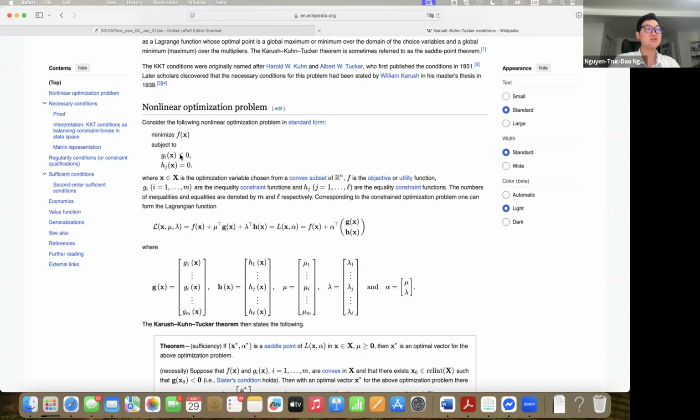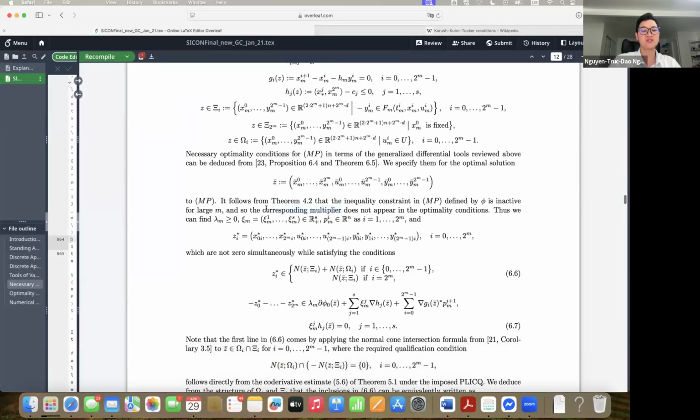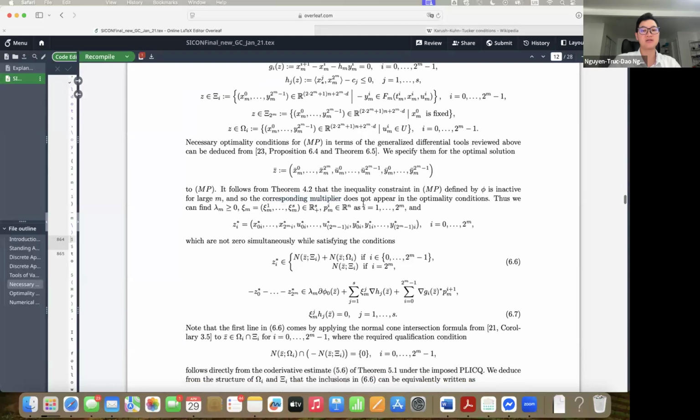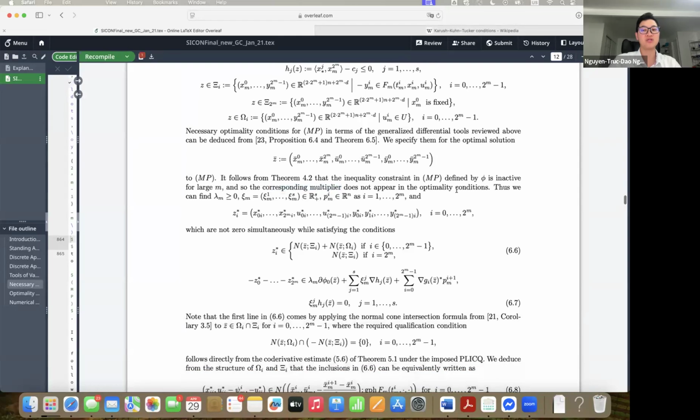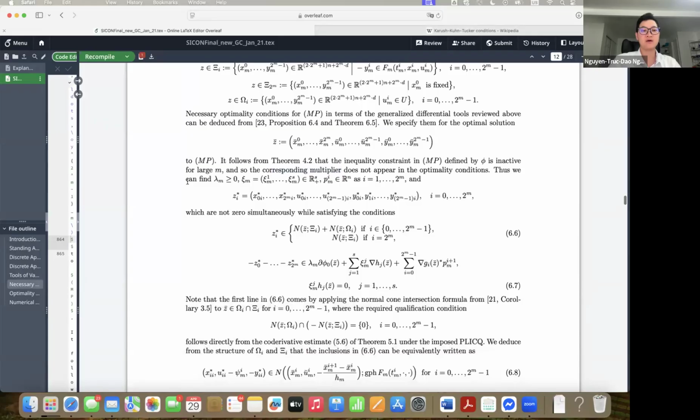But when the constraint is inactive, for example, if this inequality is inactive, it's gone, so we don't have this term, and that's why we don't have the multiplier as well. That's the reason they mention that the corresponding multiplier does not appear in the optimality condition. And we can find lambda m greater than or equal to 0.